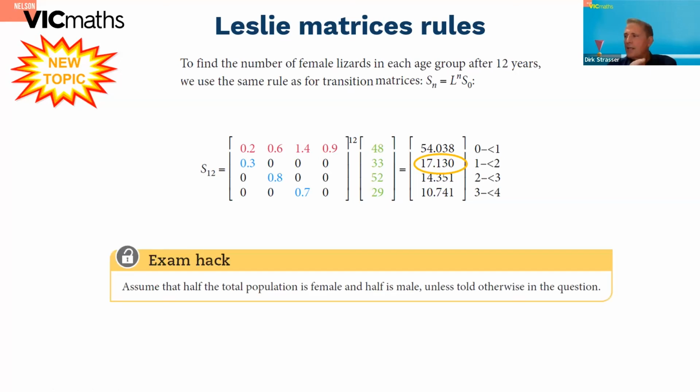We have these exam hacks throughout to help with tips and tricks about what happens in exams. Basically, this one says, assume that half the population is female and half is male, unless you're told otherwise. That's really all you can do, but you've got to watch questions that ask for total populations, for example, because I've got a feeling that's one of the tricks that they're going to be putting in to catch out students who forget that this is just talking about females.